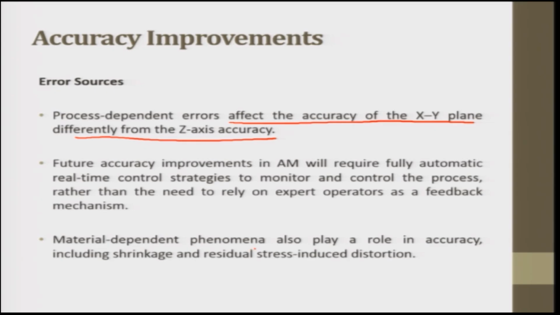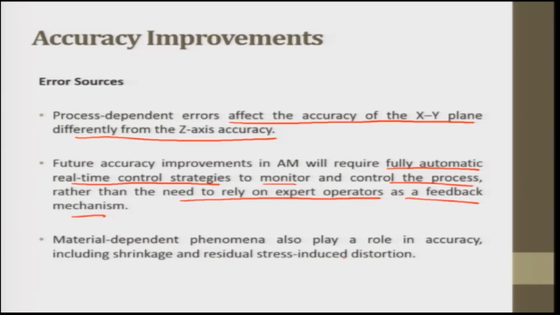that is used. Then lack of closed loop process monitoring and control strategies can also lead to errors, and issues fundamental to volumetric rate of material addition, such as melt pool or droplet size, are the other factors. Future accuracy improvements in additive manufacturing will require fully automatic real-time control strategies to monitor and control the process, rather than the need to rely on expert operators as a feedback mechanism. Fully automatic and real-time accuracies, as we will discuss in the rapid product development module of this course.